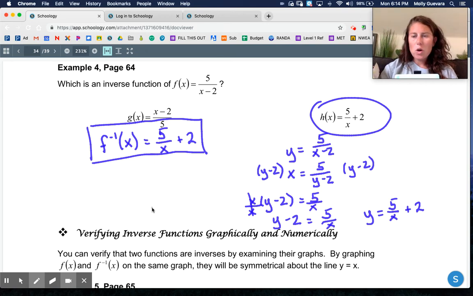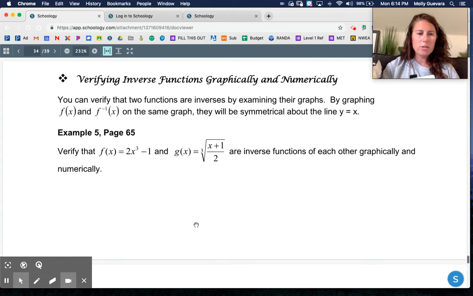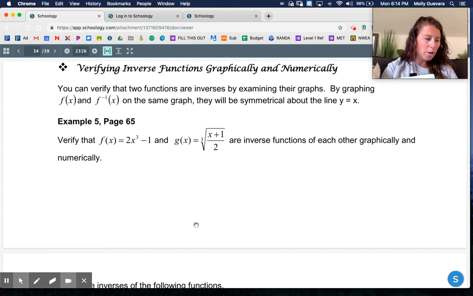Okay, so the next objective that we're looking at is showing that two functions are inverses graphically, so you will need a graphing calculator. So just make sure you have that out. If you need to hit pause and go get it, that's fine. But we're going to move on here to example 5. And we're going to show that these two are inverse functions of each other, both graphically and numerically.